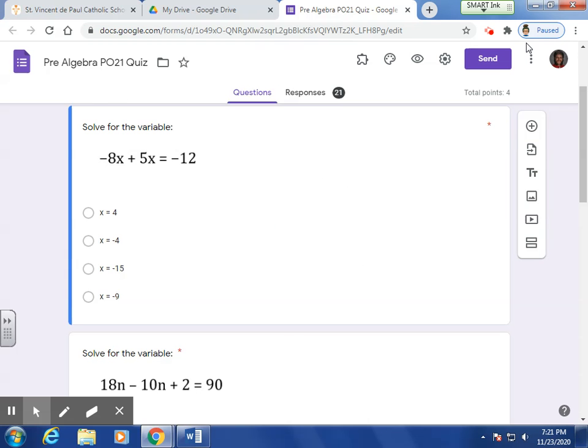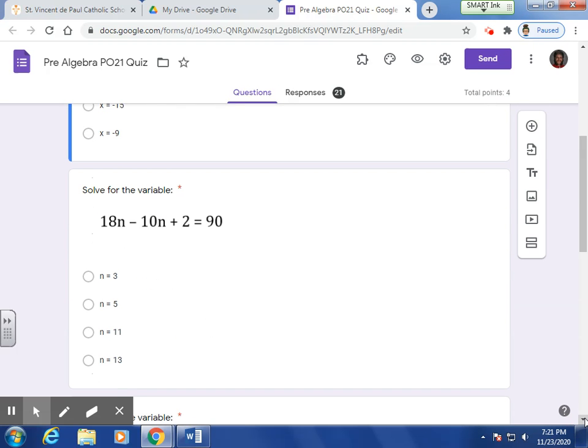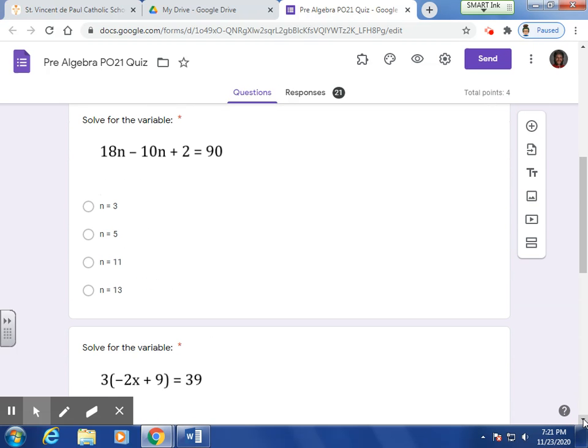The second one, 18n minus 10n plus 2 equals 90. Again, this is an example of combining like terms. We're not going to touch the 90. We're going to focus on the left side and get it down to a 2-step equation. So 18 n's, take away 10 n's. That leaves me with 8 of them. 8n plus 2 equals 90.